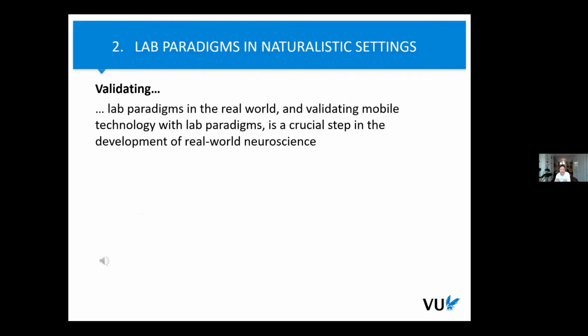All right, so the second use case of mobile neuroimaging is validating lab paradigms in the real world and validating mobile technology in the real world with lab paradigms. That's a very crucial step in the development of real-world neuroscience, because we have to know, of course, that these systems measure EEG reliably. So they use lab paradigms in naturalistic settings.